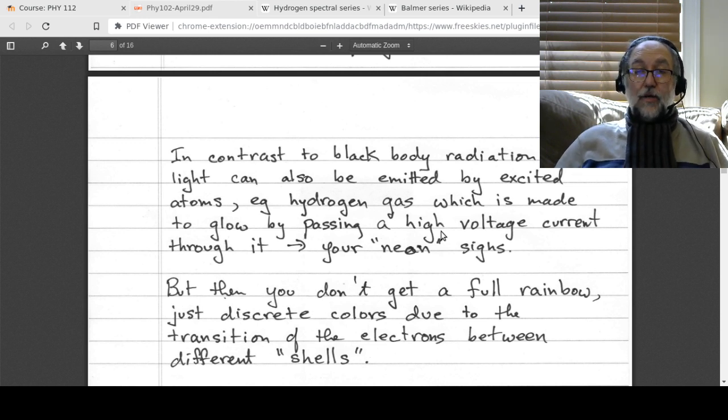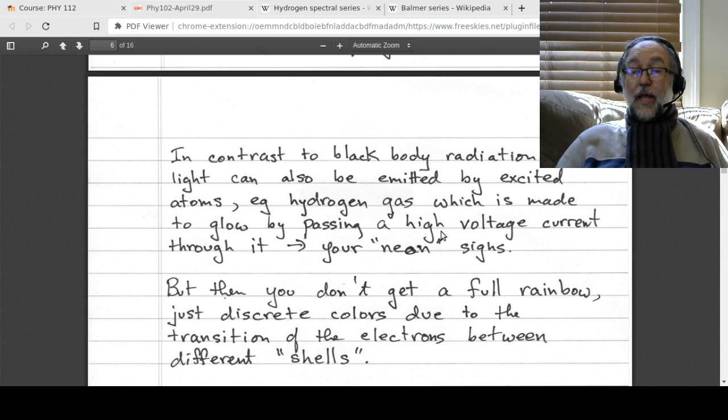This is like a neon sign. Okay, so if you've ever seen a neon sign or a helium neon sign, they usually make writing out of them, and they'll glow at certain colors. Some neon signs are kind of orangish in color, and then there are others that are green that are made out of krypton and so on.